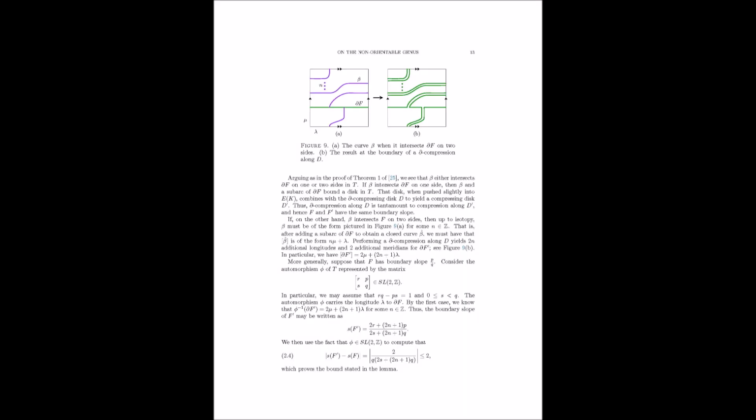A type 1 move is just a standard band. It doesn't add any twists. A type 2 move is like the twisted bands we saw before. It adds a non-orientable feature.